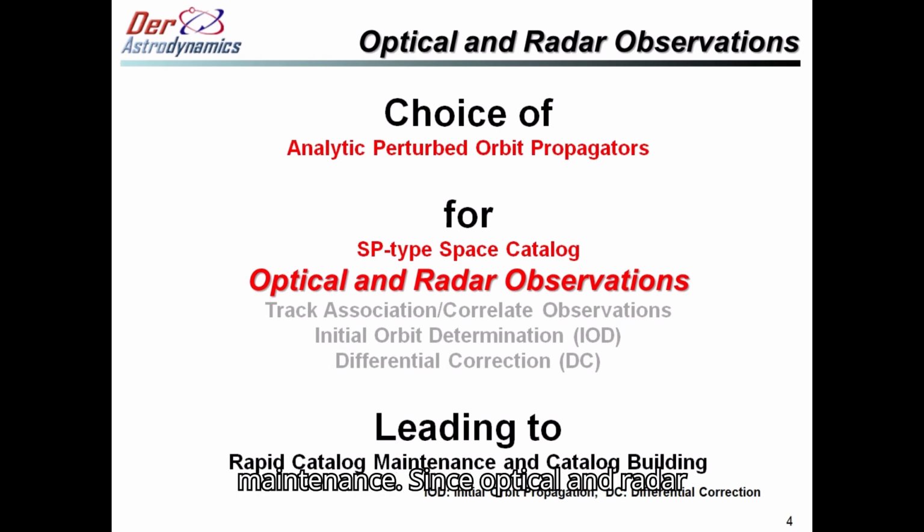Since optical and radar observations of known and unknown objects are processed in ECI coordinates, and the input to the Astro analytic perturbed propagator algorithm is the ECI state vector, same as two-body algorithms and numerical integration, the choice of the Astro analytic perturbed orbit propagator leads to both rapid catalog maintenance and catalog building.